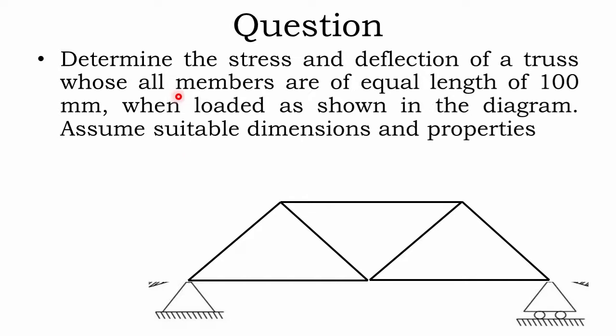You have to know all members. We have already seen that the beams that constitute a truss are known as members. All members are of equal length 100 mm, which means all these beams are of length 100 mm. They are joined together in this structure to form this truss as shown in the diagram, and it is loaded with 1000 Newton of load at this point and 1000 Newton of load at this point, equally loaded on both the points of the truss with 1000 Newton downward force. Assume suitable dimensions and properties. So this is our problem.